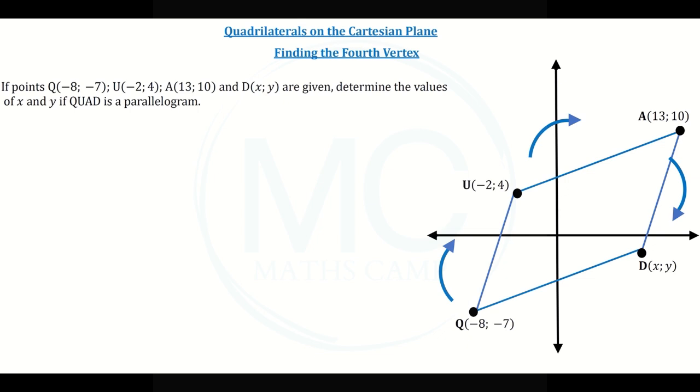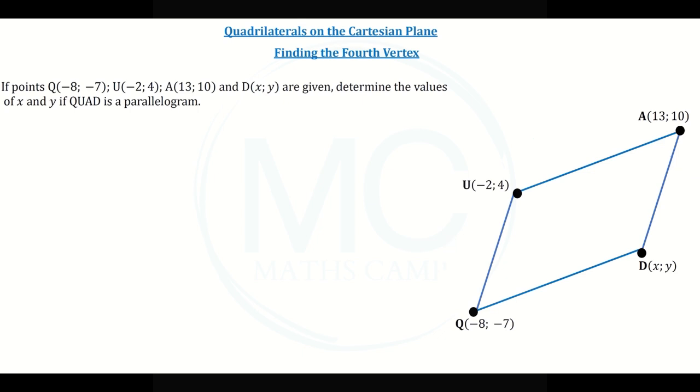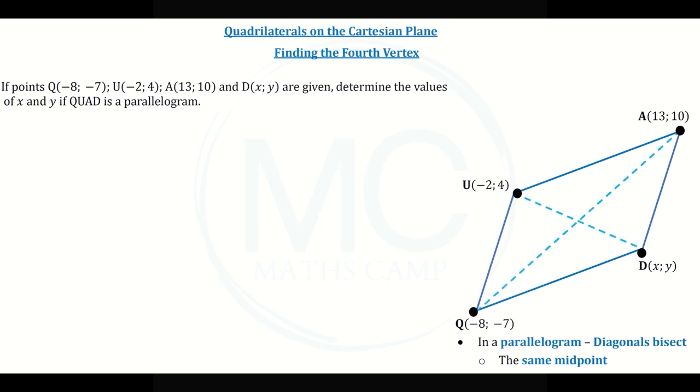So for this question, I'm going to take out the x-axis and the y-axis. We don't need our arrows anymore either. Again, we need to find the unknown coordinates of the fourth vertex of the parallelogram. We know that the diagonals bisect, which means they have the same midpoint. So let's draw in our two diagonals, QA and UD. These diagonals have the same midpoint. So let's plot this point and call it M.